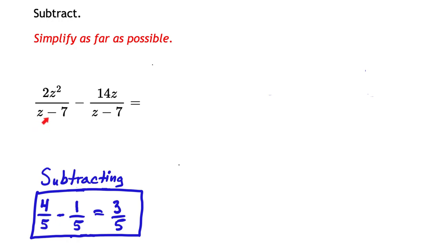So you'll notice we have z minus 7 and z minus 7. I know my answer is going to have z minus 7 in the bottom also. And as for the top, you're just going to simply combine like terms. But in this case here, those two terms are not like terms. So you're going to leave them separate as 2z squared minus 14z.